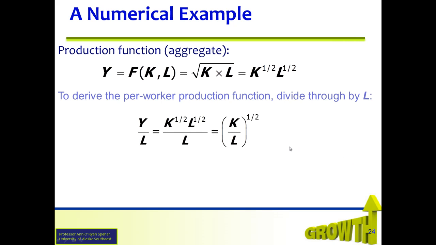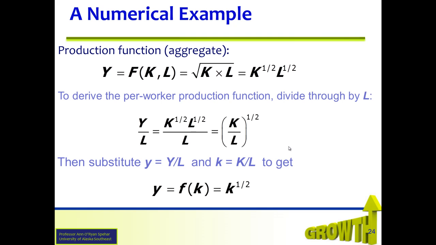We do a little bit of algebra here, so we have Y over L, and we do some cancellations on L and end up with K over L, all raised to the 1/2. Now let's substitute little y for Y over L and little k for K over L. And what do we get? A new production function with per worker units. We have output per worker is a function of capital per worker, and it's equal to the square root of K.